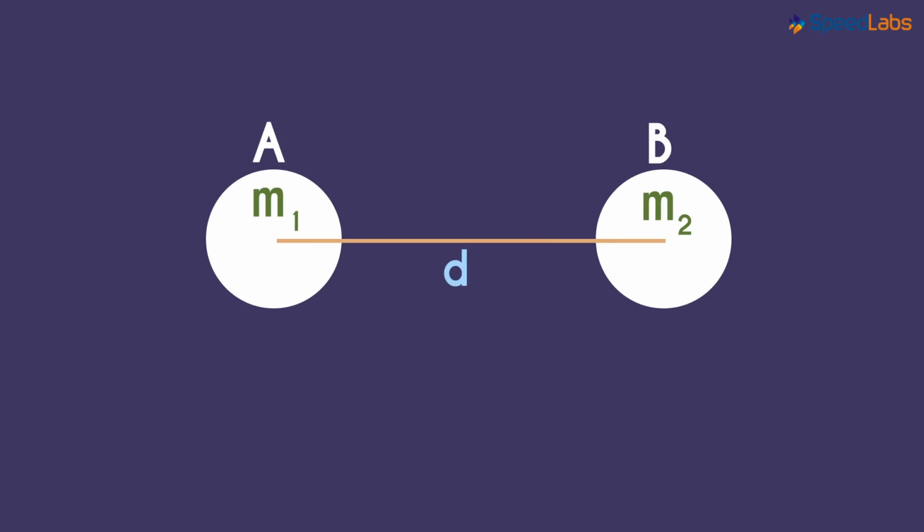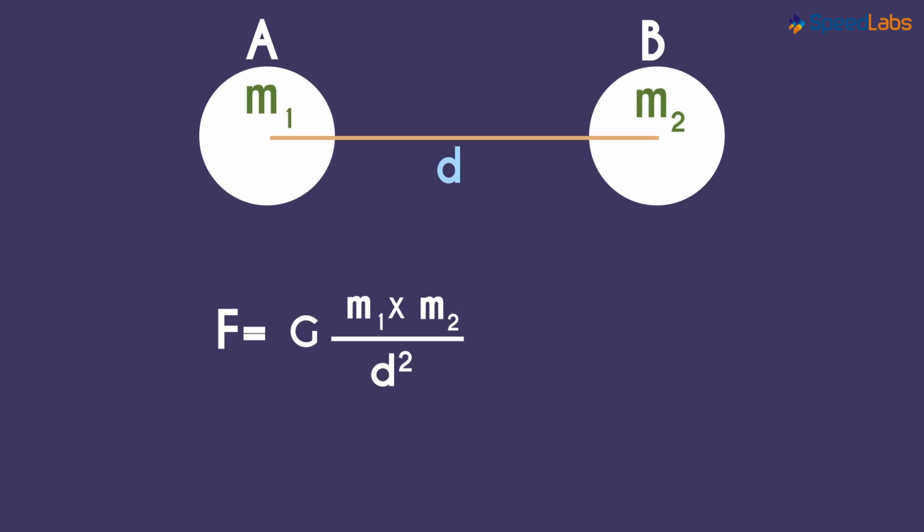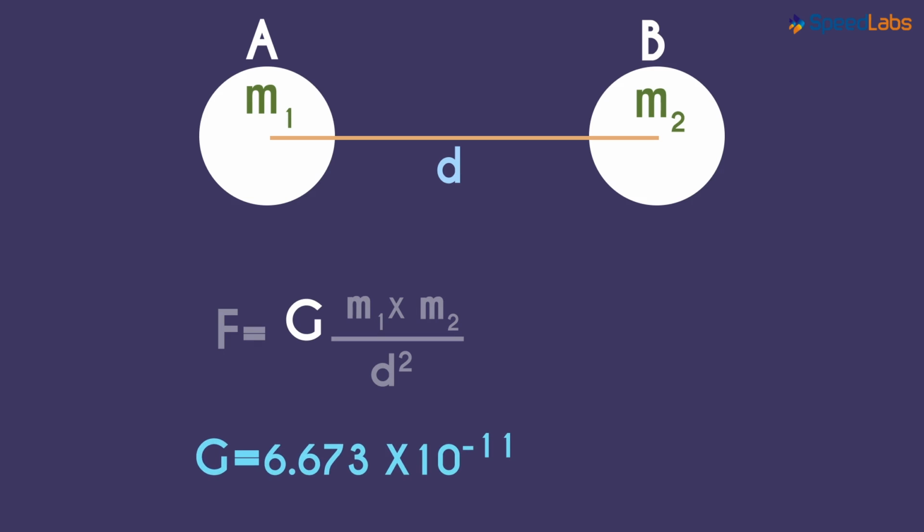If there are two objects A and B with masses m1 and m2 separated by a distance d, then the gravitational force between them is given by this formula. And uppercase G here is called the universal gravitational constant, and its value is approximately equal to 6.673 times 10 raised to negative 11 Newton meter squared per kilogram squared.